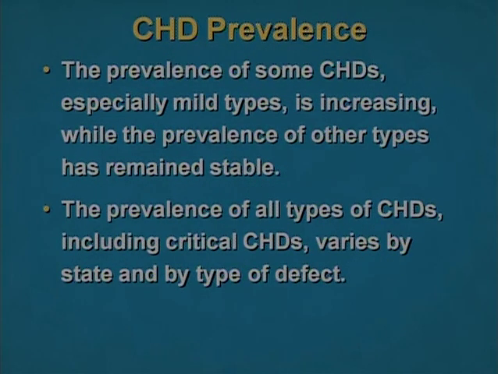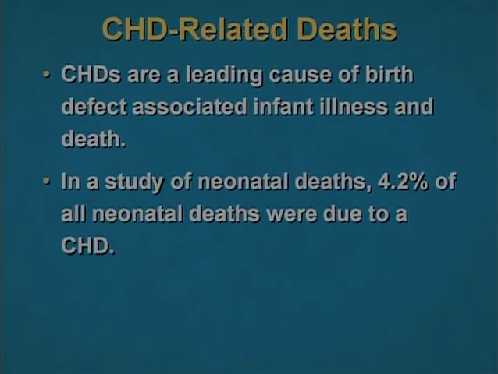According to the CDC, the prevalence of some congenital heart defects, especially the milder types, is increasing, while the prevalence of other types has remained stable. They also report that the prevalence of all types of CHDs, including critical CHDs, can vary by state and by type of defect. CHDs are the leading cause of birth defect-associated infant illness and death in the United States. And in a study of neonatal deaths, 4.2% of all neonatal deaths were due to a CHD.